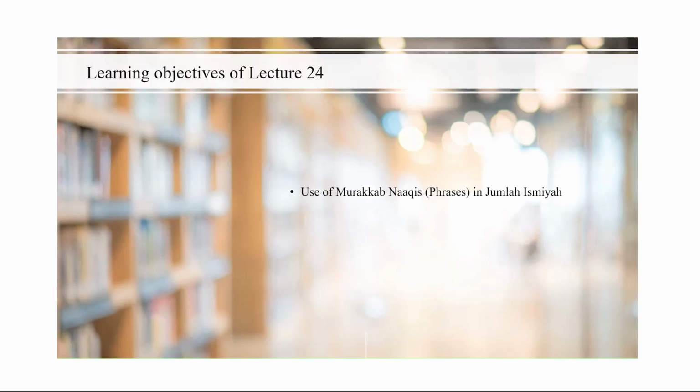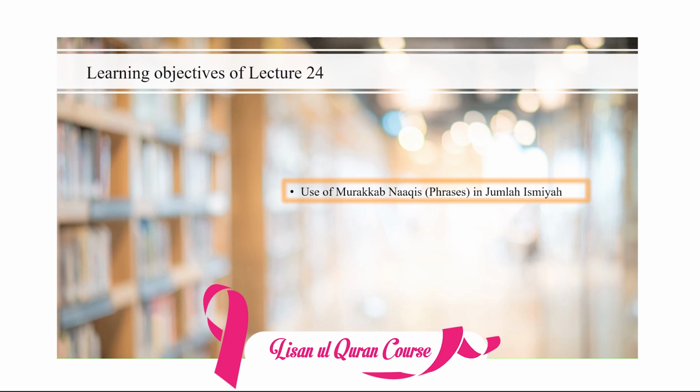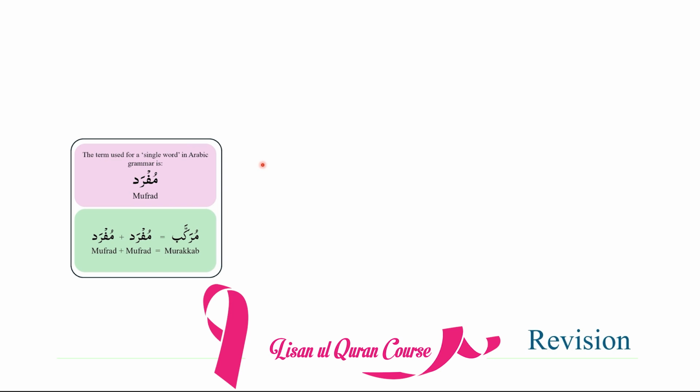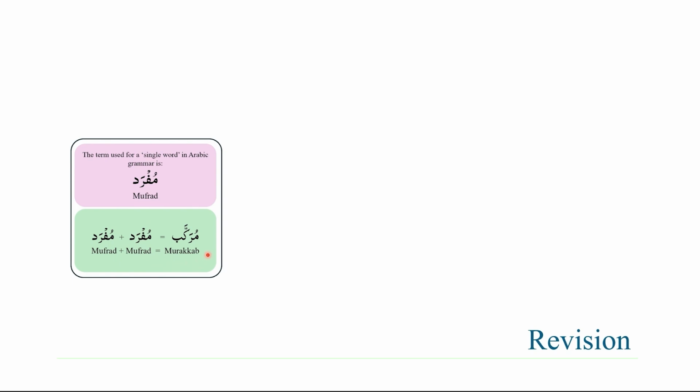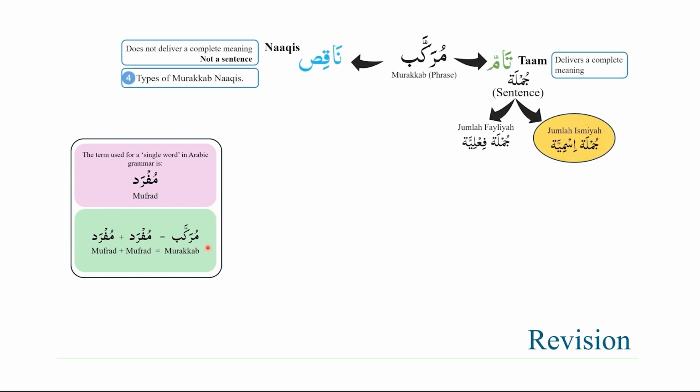In this lecture, we will study the use of murakkab nakis or phrases in Jumla Ismiyah. We previously studied that the term used for a single word in Arabic grammar is mufrad. The combination of mufrad plus mufrad will make a murakkab or phrase. We then studied that there are two types of murakkab. We either have murakkab tam or murakkab nakis. Murakkab tam delivers a complete meaning. Murakkab tam can also be called jumla or sentence.